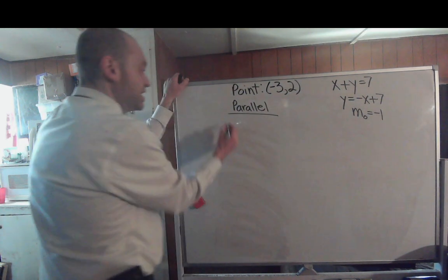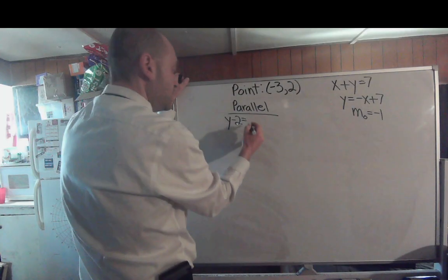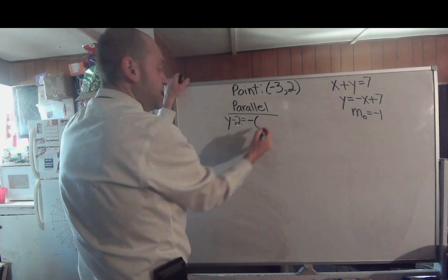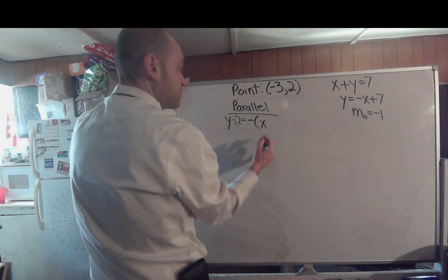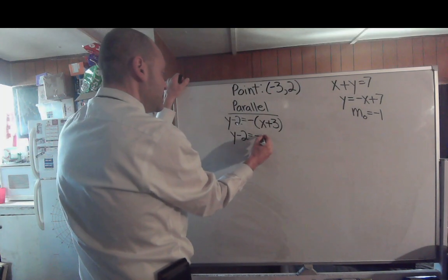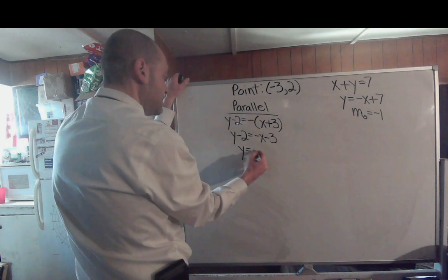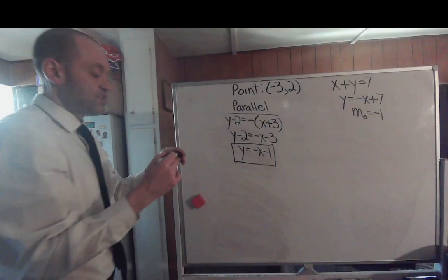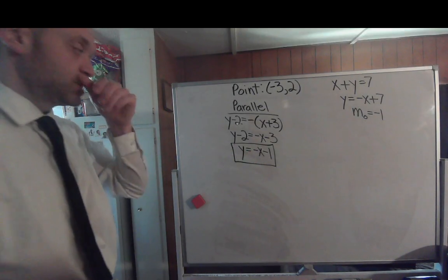now all you have to do is take your y minus your y sub 1, which is 2, and set that equal to your slope. Since it's going to be parallel, it'll have the same slope of negative 1, or simply the negative of the quantity x minus your x sub 1, which would be minus 3. So this would be x plus 3. So y minus 2 would equal negative x minus 3, which means y would have to equal negative x minus 1. So in slope-intercept form, the line parallel to this line would be y equals negative x minus 1.